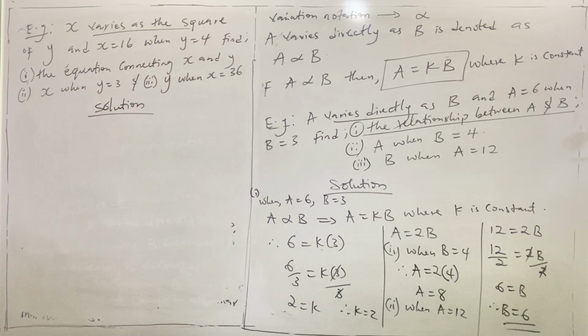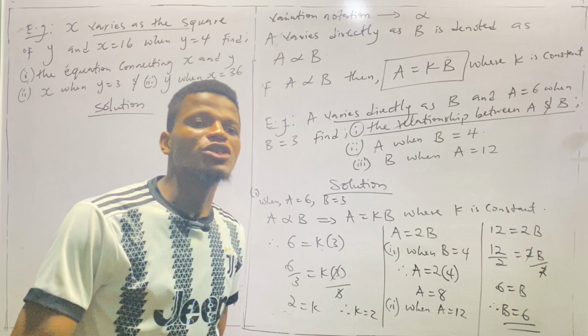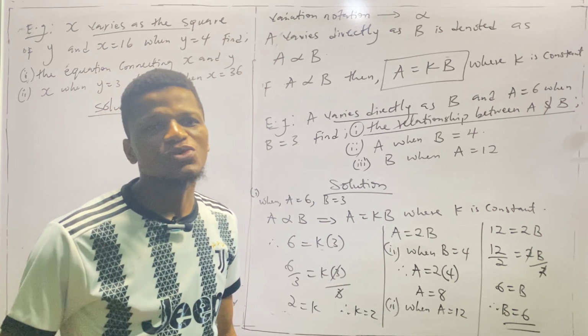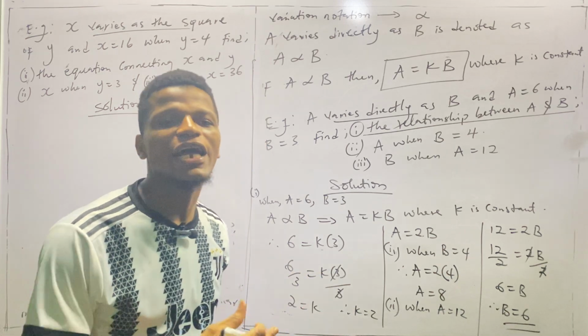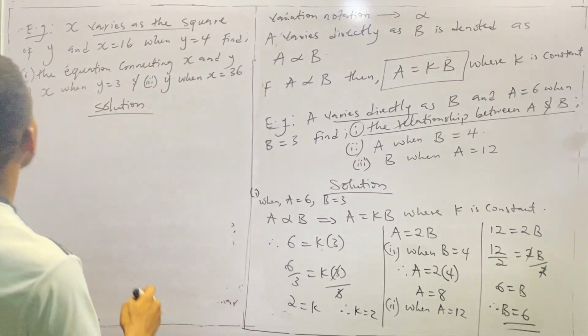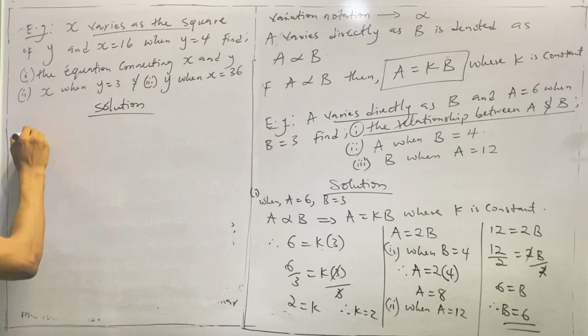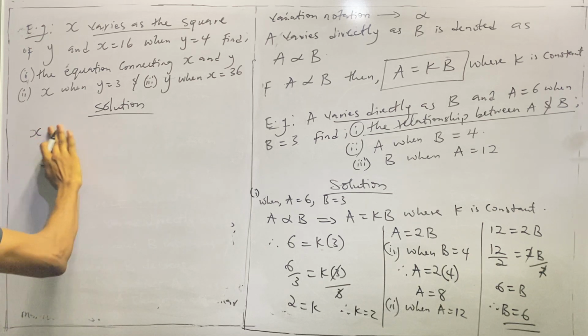Variation, like I said, can either be direct or inverse. Any other variation which is joint and partial is an extension of what? Direct variation and inverse variation. Thank you. So the question says that x varies.